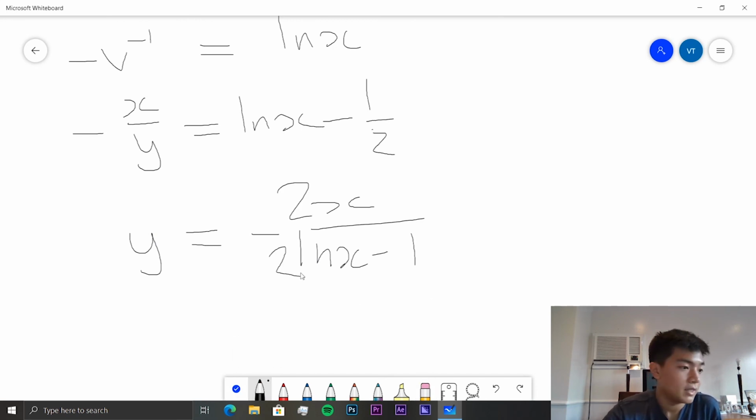I mean, this part, or we can invert this part, so we have 2x over 1 minus 2 ln x, which is how the book writes it.